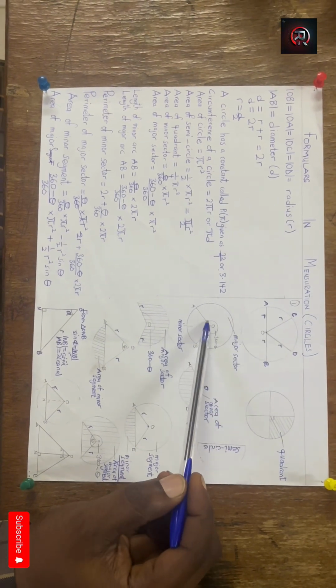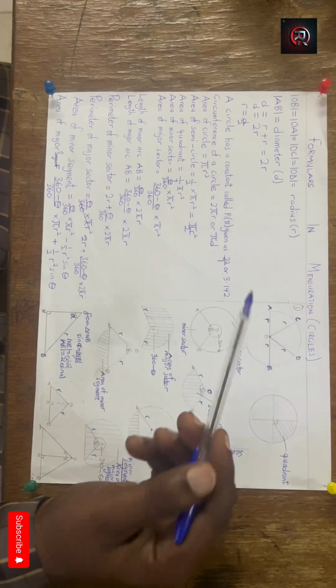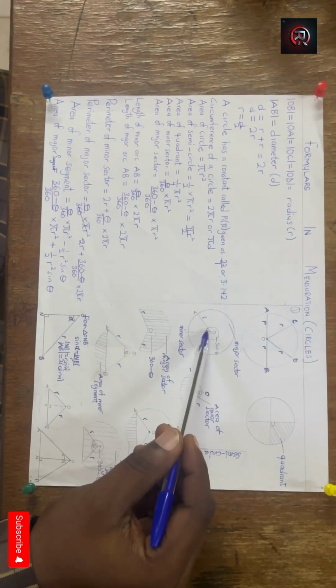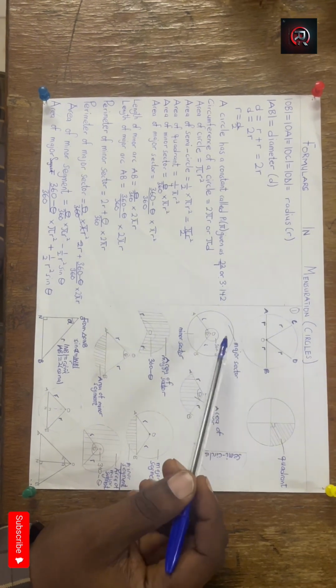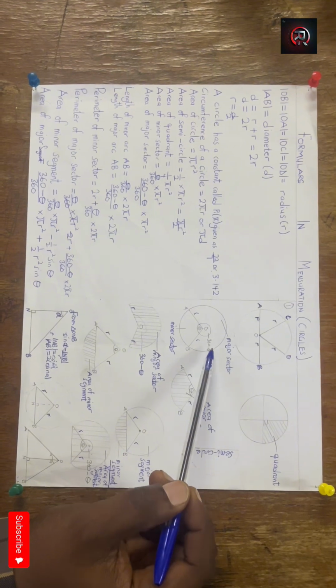Now, if we represent the angle here by theta, all right? If we represent the angle here by theta, then we can also say the reflex angle here will be 360 minus theta.